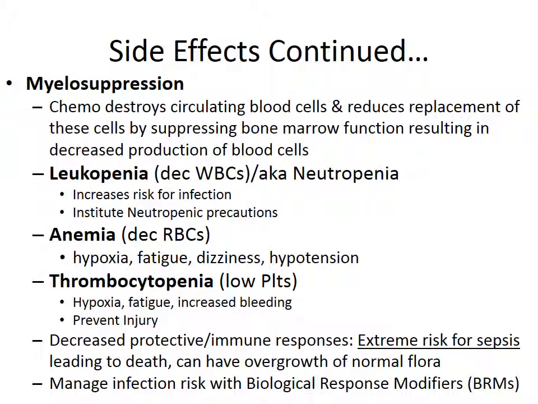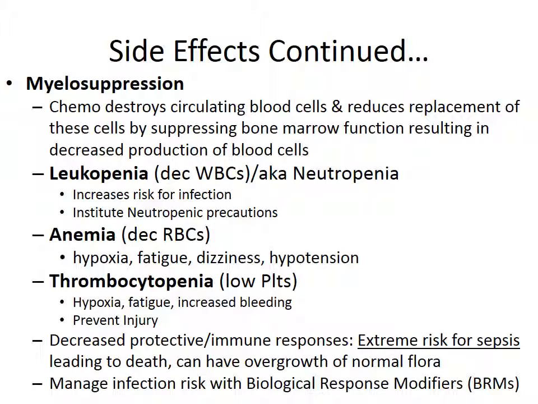Other side effects of chemotherapy include myelosuppression. Chemo destroys circulating blood cells and reduces replacement of these cells by suppressing bone marrow function, resulting in decreased production of blood cells. Leukopenia, which is decreased white blood cells, aka neutropenia, increases the risk for patient infection, and so the nurse needs to institute neutropenic precautions.